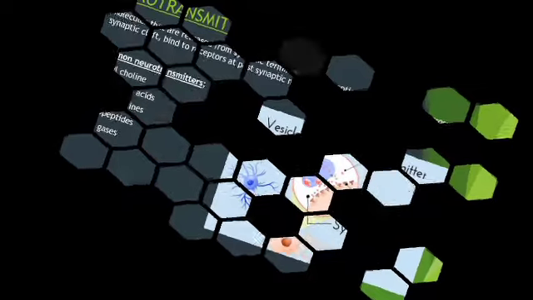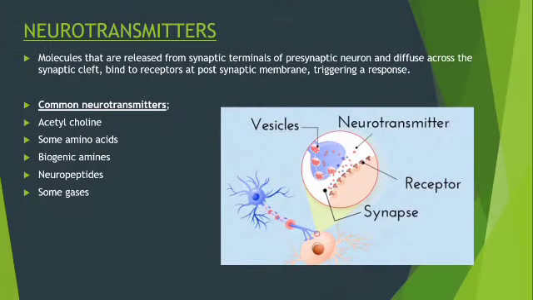Now let's learn about neurotransmitters. Neurotransmitters are the molecules that are released from the synaptic terminals of the presynaptic neuron, and they diffuse across the synaptic cleft and bind to the receptors at the postsynaptic membrane, triggering a response. So here you can see the activity of neurotransmitters. They are released from the synaptic terminals of the presynaptic neuron, diffuse across the synaptic cleft, and bind to the receptors which are present at the postsynaptic membrane, triggering a response.